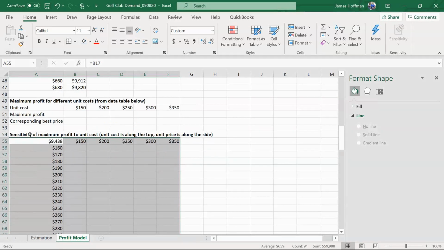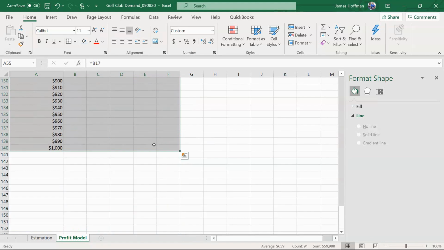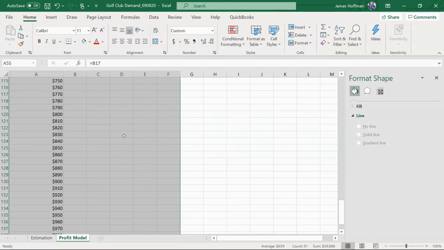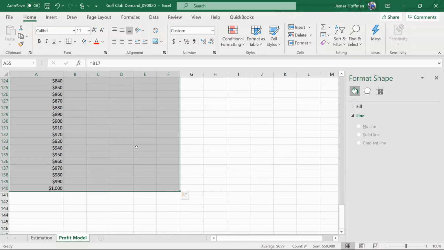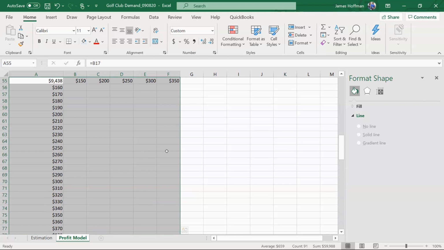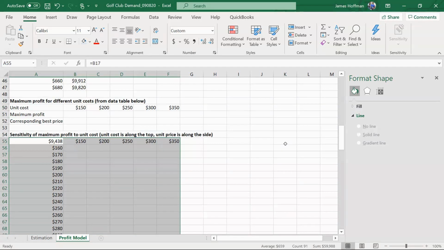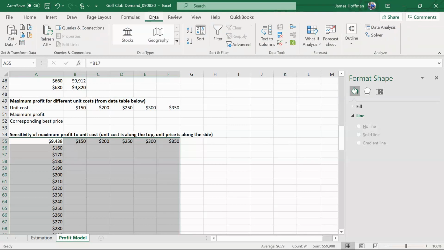Okay, so it's a big area, but you want to select A55 to F140, this whole area. See how I got the linking cell, all the unit costs and all the selling prices. So select A55 to F140. And then we're going to make another data table. With that selected, click on the Data tab, What-If Analysis, Data Table.